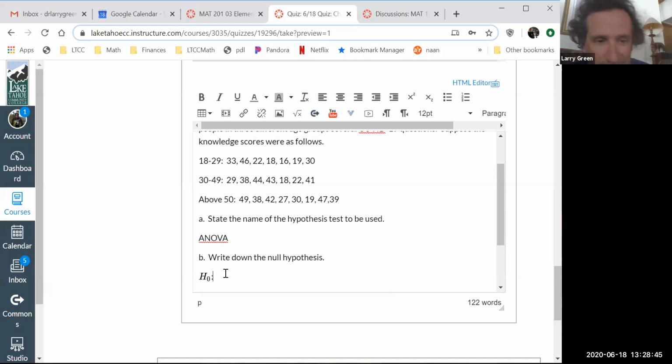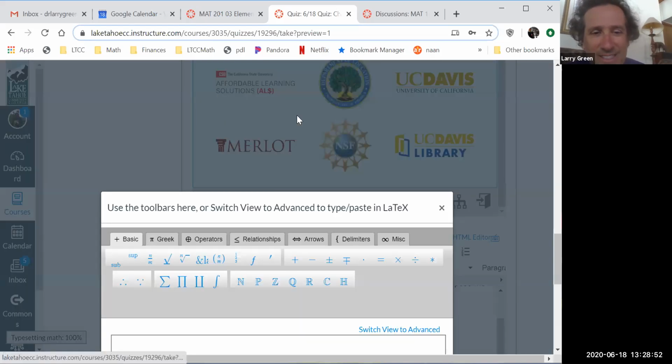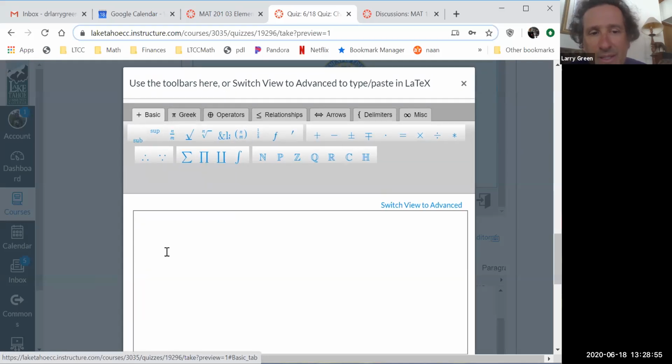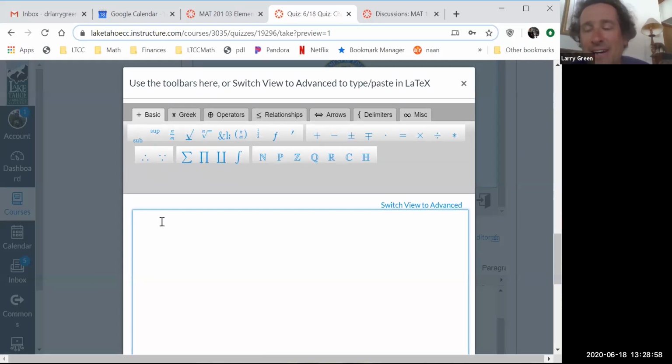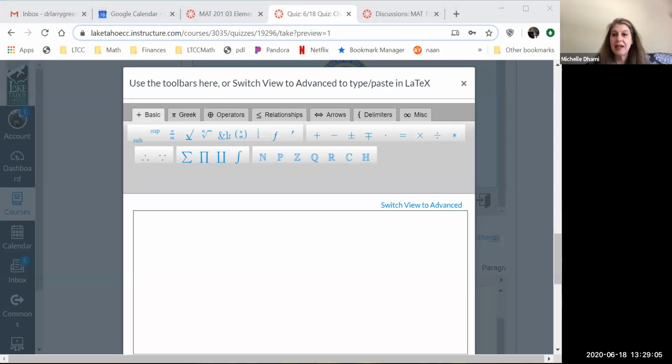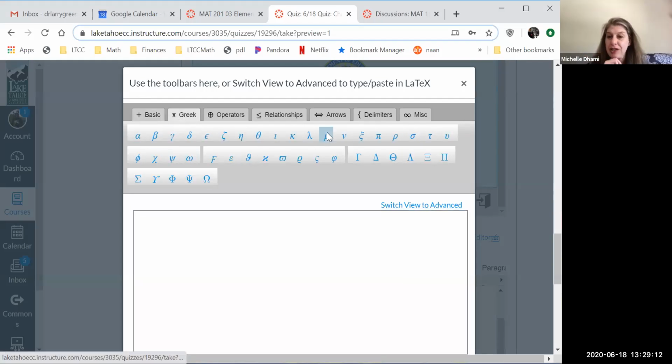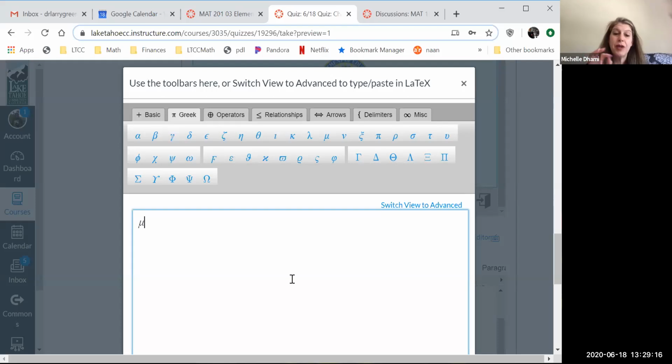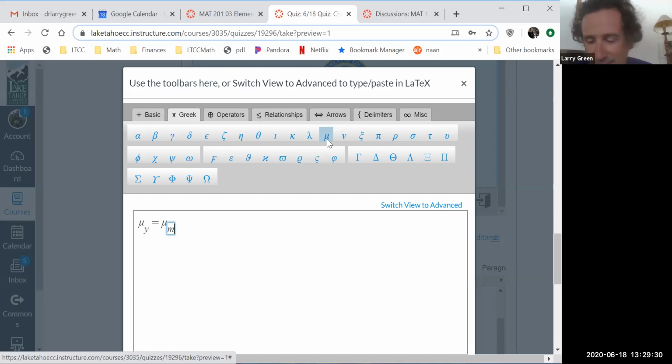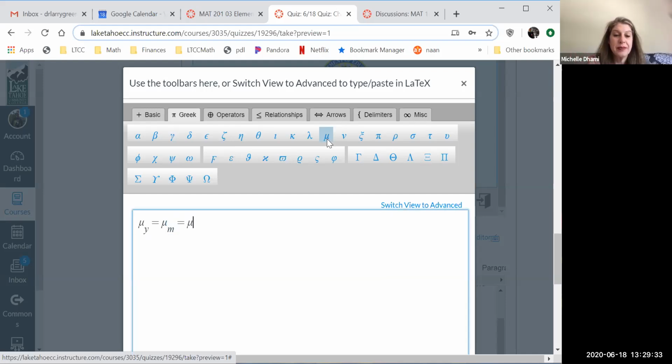It is a real pain to do a colon in the equation editor. So that's why I'm going to use 2 different equations. And now, what should the first thing I write down be for the null hypothesis? H naught. And I already did that. Then mu. So we're going to have a Greek letter mu. The first letter, mu, call them young, medium, and old. Okay, mu y, so mu sub y. Equals. Mu m, mu sub m. Equals. Mu sub o.